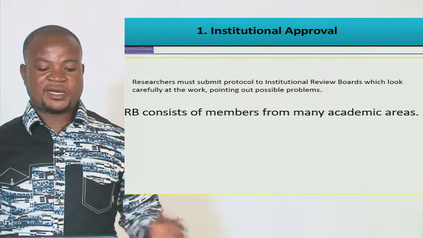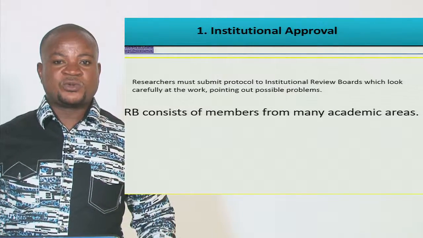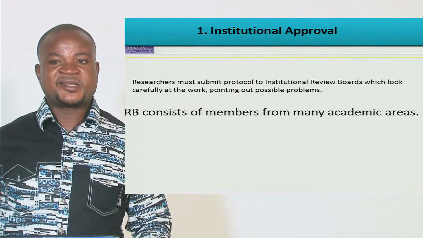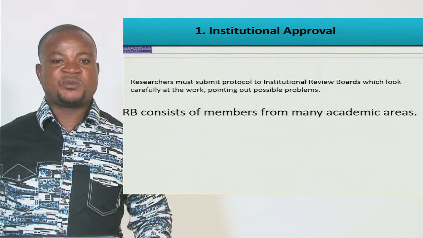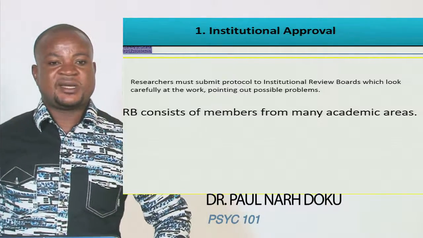So moving on and looking at the various ethical principles as formulated by the APA, the American Psychological Association Code of Ethics. First is that before you do any research, you need to seek institutional approval. Researchers must submit their protocol or their research proposal to an institution that will review whatever they want to do. They will look at it carefully and decide whether there is the need for human beings or even animals to be subjected to any such treatment in the study.